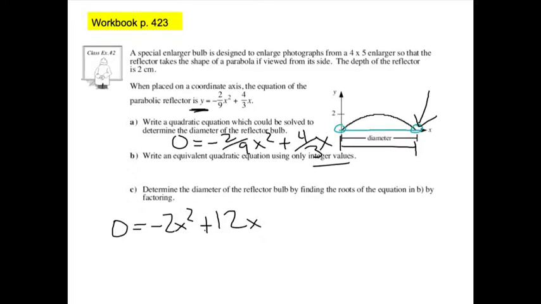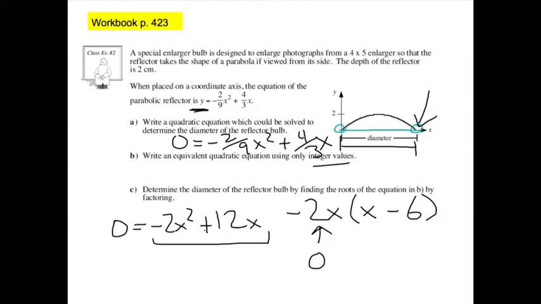Well, you can factor this simply by taking out something that's common out of these two, because we don't have a c. The common thing would be negative 2, because you want to get rid of that negative in front of the x squared. And of course there's an x in both of those. So what you're left with is x, and 12x divided by negative 2x is going to be negative 6. So this one right here, the root would be 0. This one right here, the root will be 6.